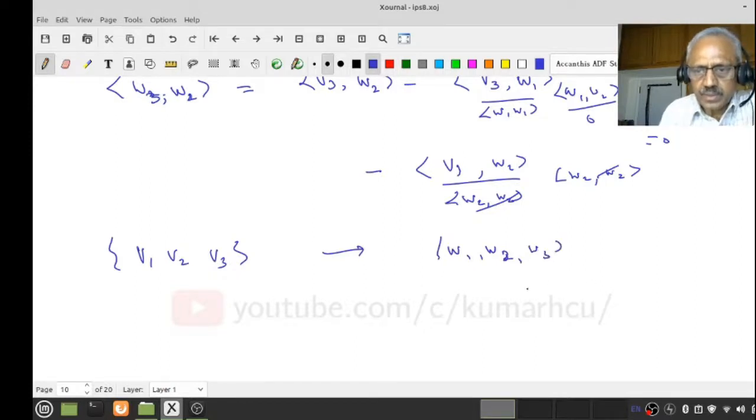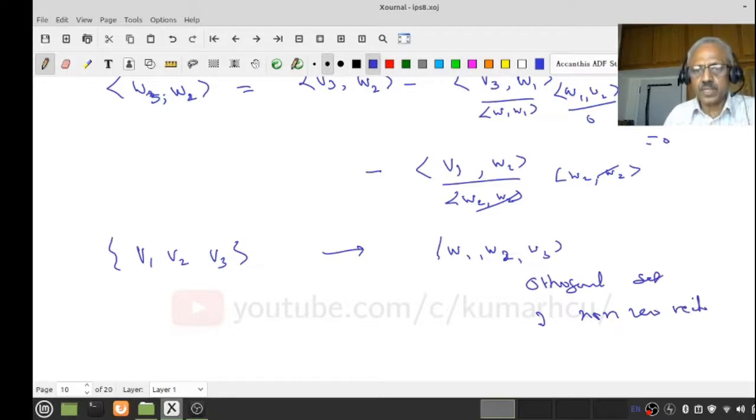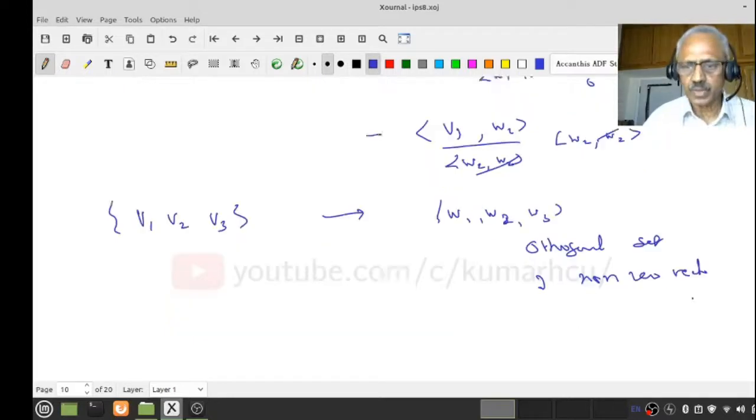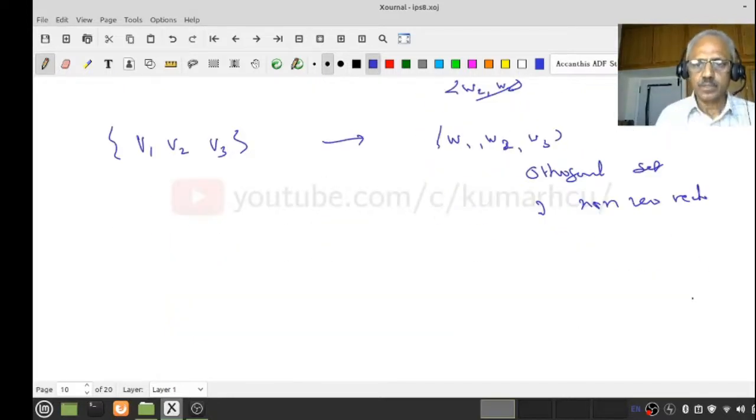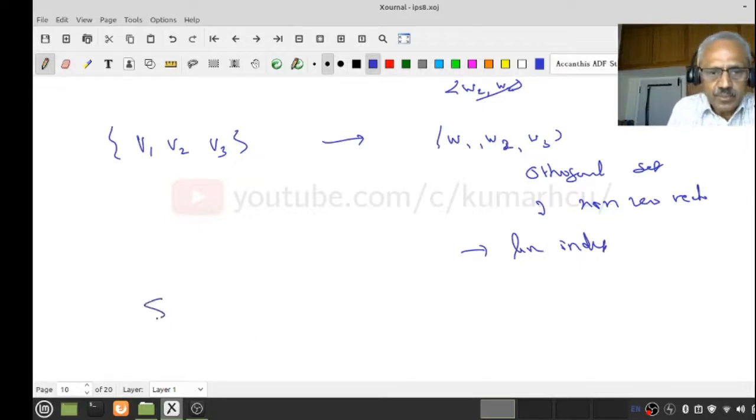This is an orthogonal set of non-zero vectors, because we already saw W1, W2, W3 are non-zero and they are mutually perpendicular. They are not orthonormal. I am not claiming they are orthonormal. They are just simply orthogonal to each other. Therefore, this set is linearly independent.